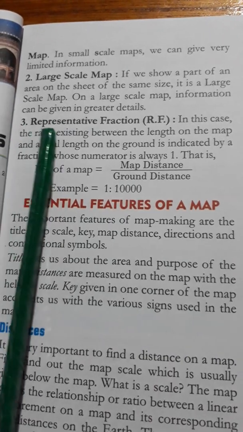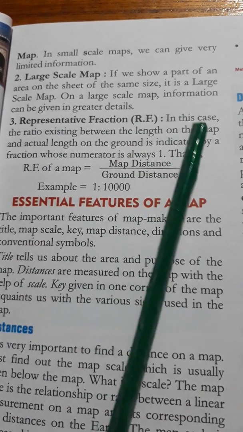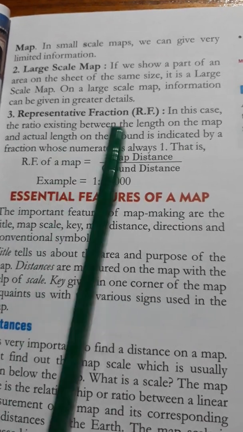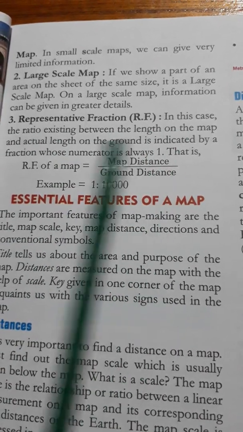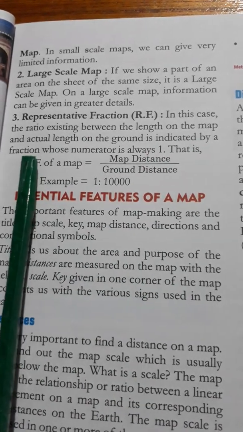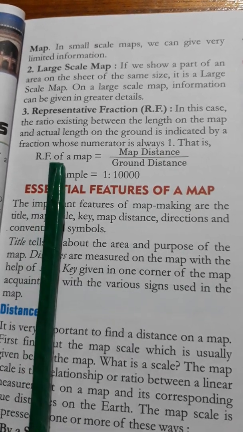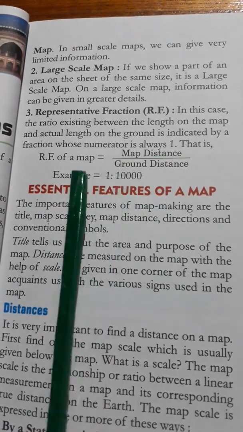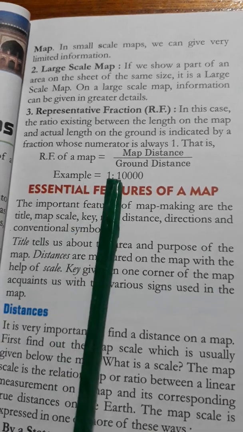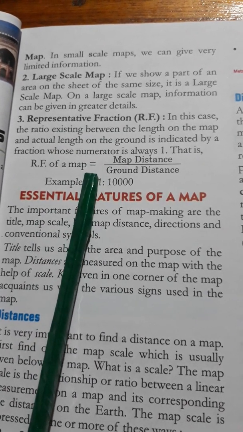Alright, number 3, representative fraction, that is RF in short. In this case, the ratio existing between the distance on the map and the actual distance on the ground is indicated by a fraction whose numerator is always 1. That is, RF of a map equals map distance divided by ground distance. So the representative fraction indicates the distance.